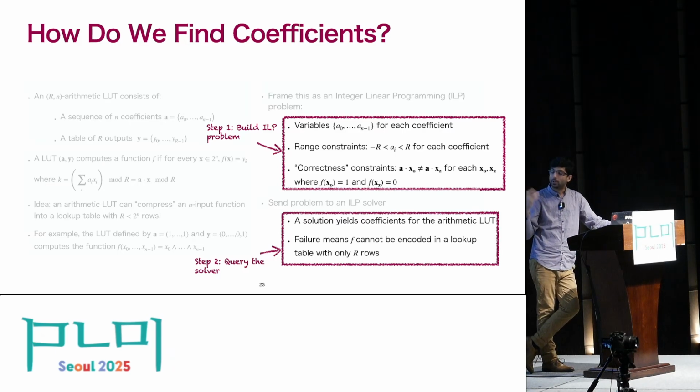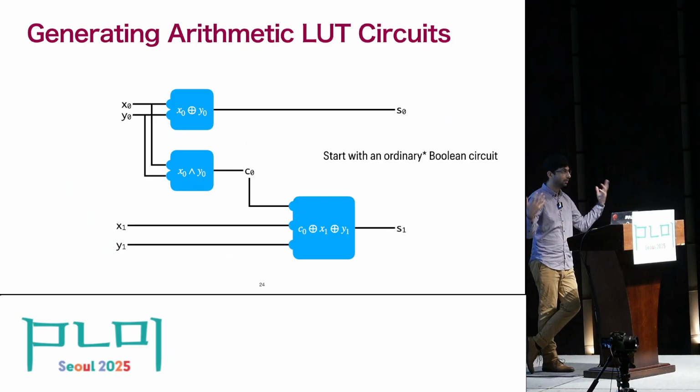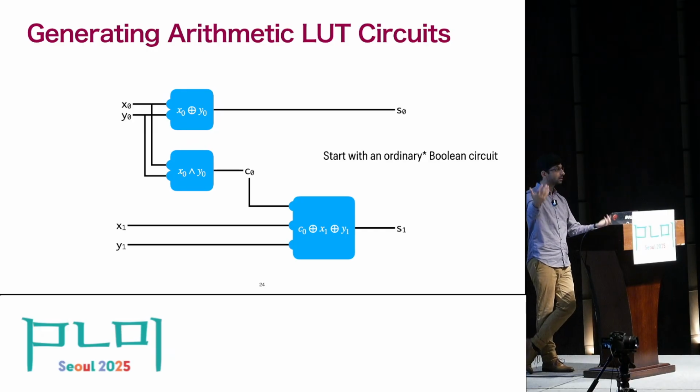So now that we know how to express functions, how do we actually use these to build circuits? Well, we start with an ordinary Boolean circuit. You can start with whatever program you want, and use whatever Booleanization techniques you want to turn this into a Boolean circuit.